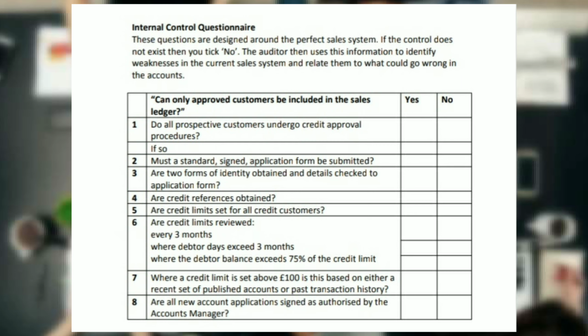These questions are designed around the perfect sales system. If the control does not exist, then you take no. The auditor then uses this information to identify weaknesses in the current sales system and relate them to what could go wrong in the accounts.